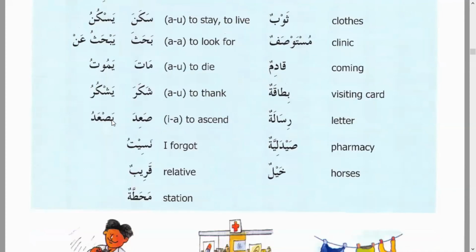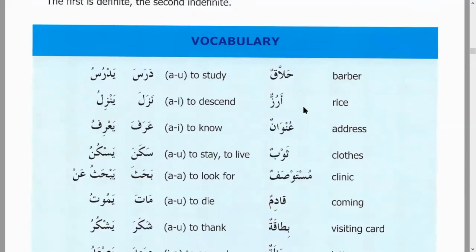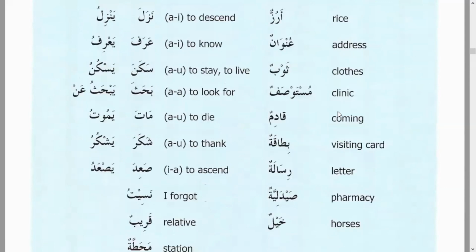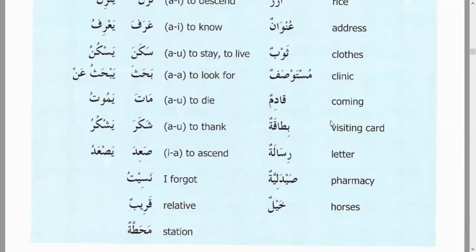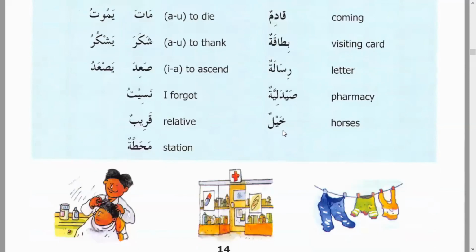Shakara yashkuru, Sa'ida yas'adu, to ascend. Nasitu, I forgot. Qarib, relative. Mahatta, station. Hallaq, barber. Aruz, rice. Unwanun, address. Thawbun, clothes. Mustashfa, clinic. Qadimun, coming. Bitaqa, visiting card. Risala, letter. Saydiliya, pharmacy. And khaylun, horse. Just one horse. Right? Khuyul is horses.